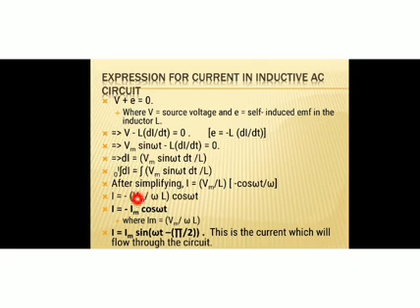Okay, and this expression can be rewritten as I equal to minus Im cos omega t, where Im is equal to Vm by omega L. Here you can see Im is equal to Vm by omega L, and Im is nothing but the peak value of current. In an inductive circuit, the peak value of current Im is equal to Vm by omega L.